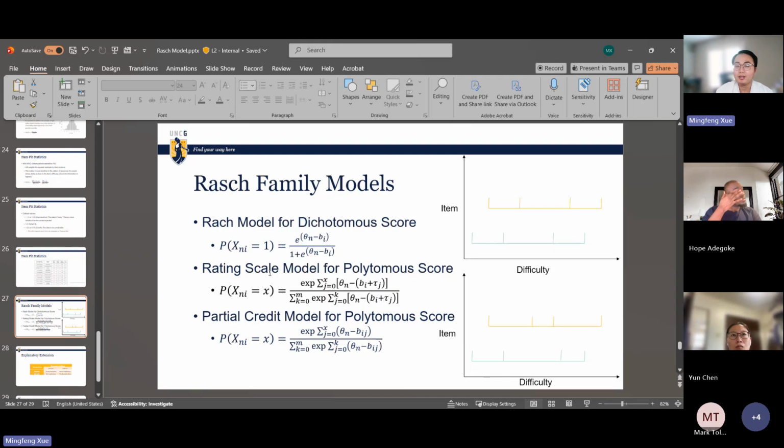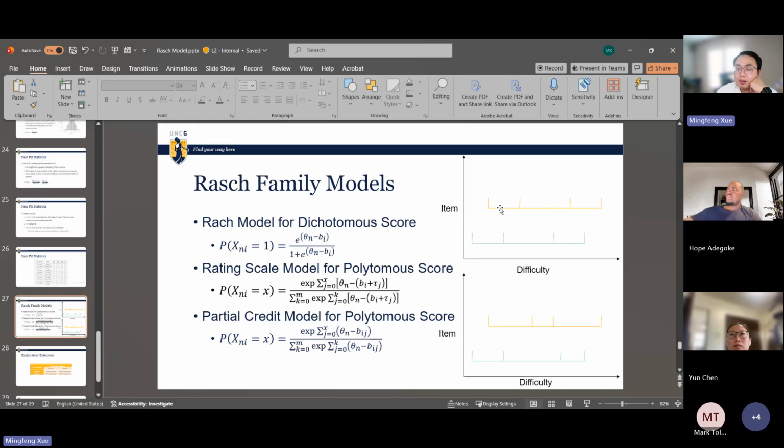In polytomous scoring, under the Rasch family of models, we have the rating scale model and the partial credit model. They are common in dealing with the polytomous case, but they differ in terms of the difficulty. We have two plots here. The top one is the rating scale model. This reflects the difficulty for the rating scale model. So this is the step difficulty.